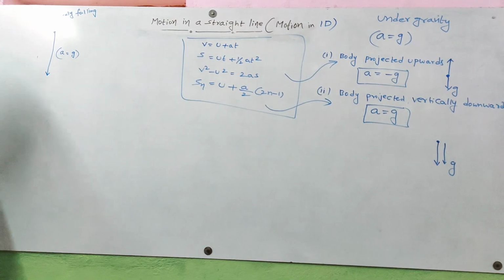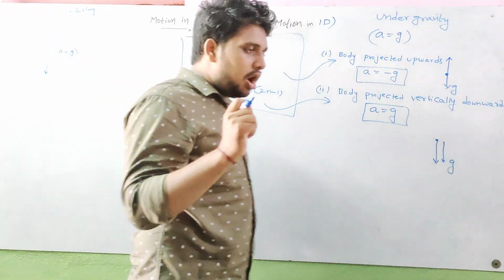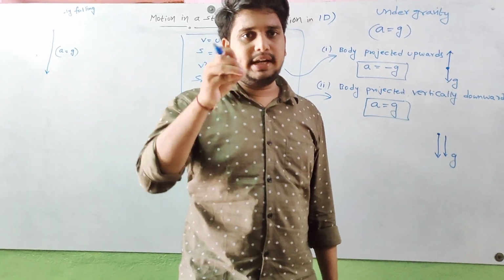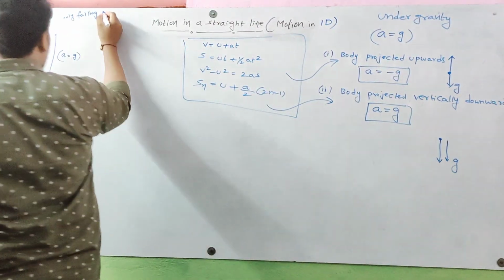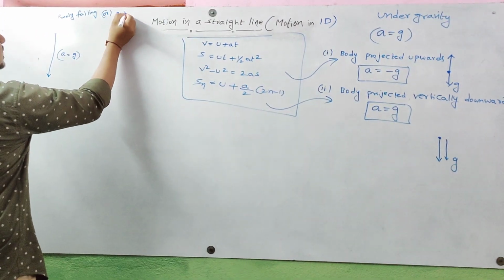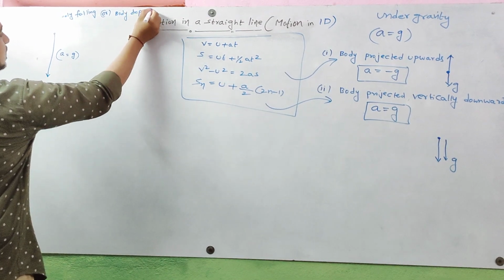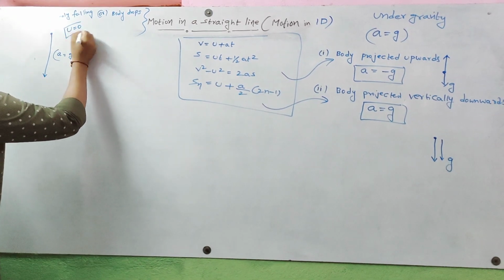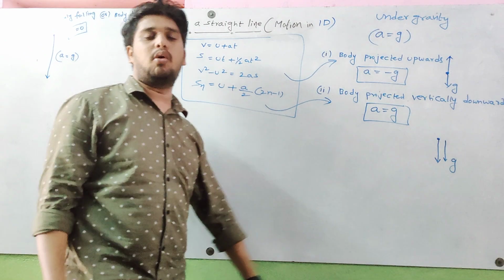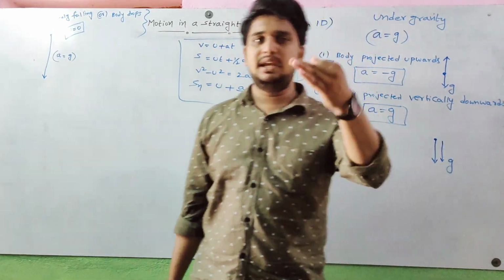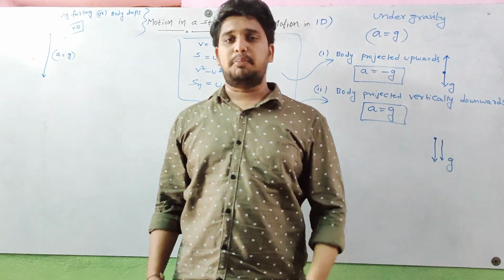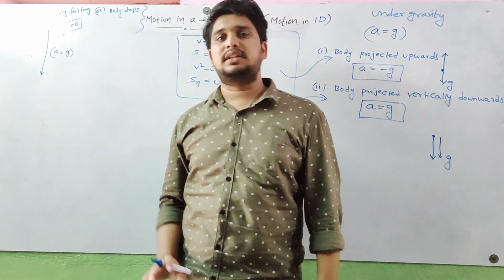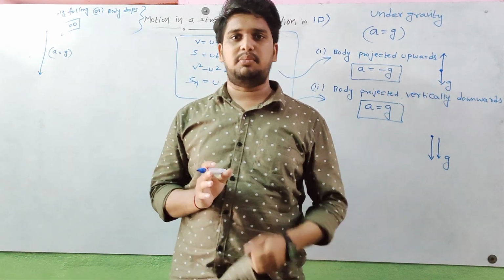Now this is very important. In any question, if the body is freely falling or drops from a certain point, you should consider the initial velocity to be 0 for that body. This is a very important point. If any body is freely falling or is dropped, then the initial velocity for that body is equal to 0.